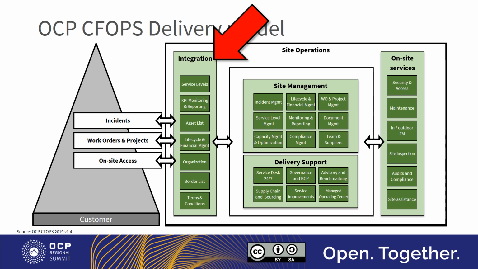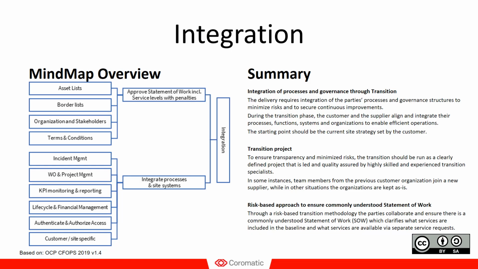The integration is delivering certain things. We have outputs from this function. One of them is an approved statement of work, including service level with penalties. It's also called an SOW. And it's really important to make sure that this is commonly understood between the parties involved. And therefore you have the subparts below that will be presented shortly.